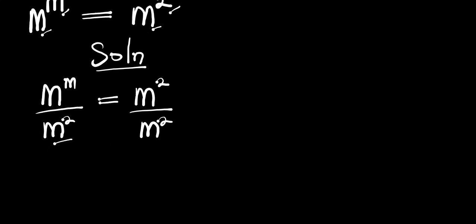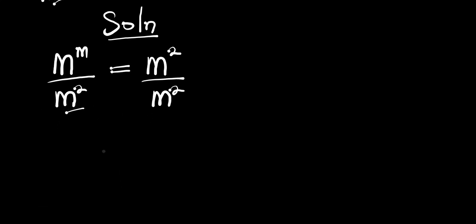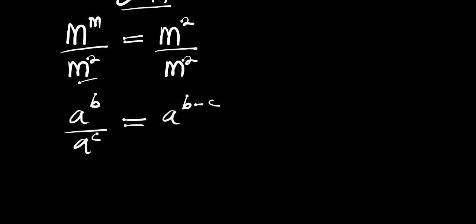Now the next thing we are going to consider is this known identity. If you have a to the power of b divided by a to the power of c, this is equal to a to the power of b minus c. So that is what we are going to apply here, and we are going to have m to the power of m minus 2, and this is equal to m power 2 divided by m power 2. We are going to have 1, so this will give us 1.